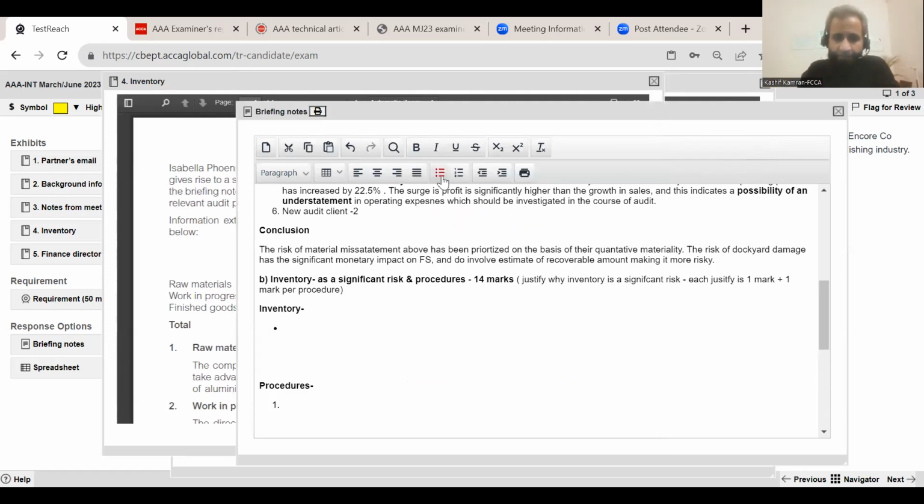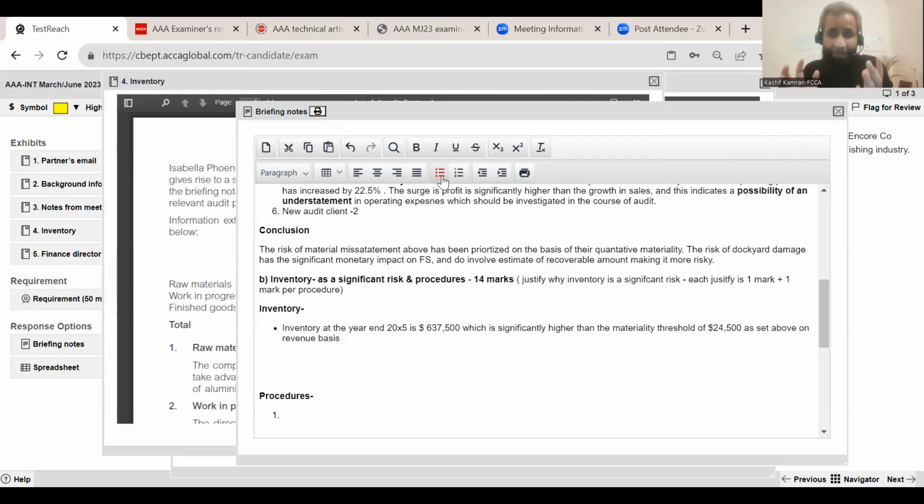Reason number one: inventory at the year end 20x5 is $637,500, which is significantly higher than the materiality threshold of $24,500 as set above on revenue basis.